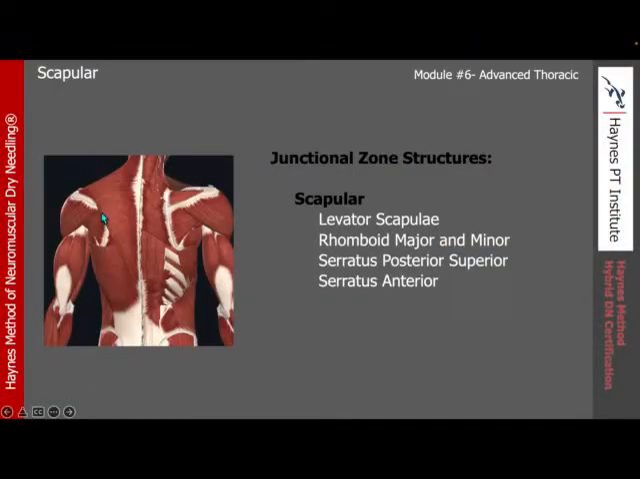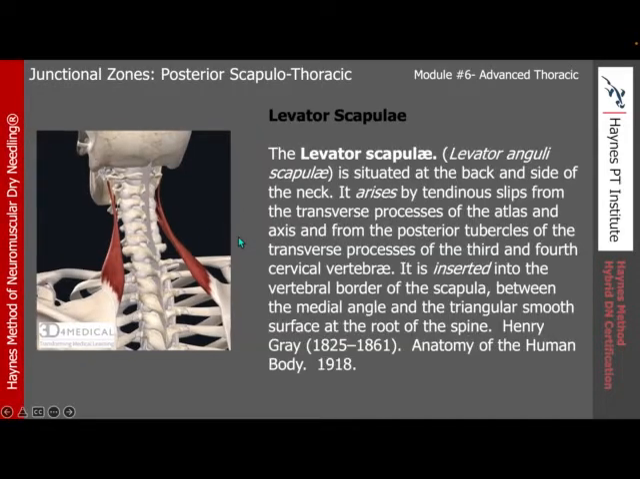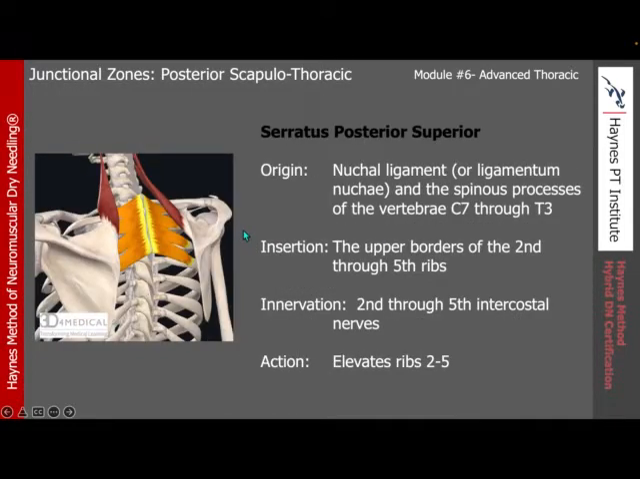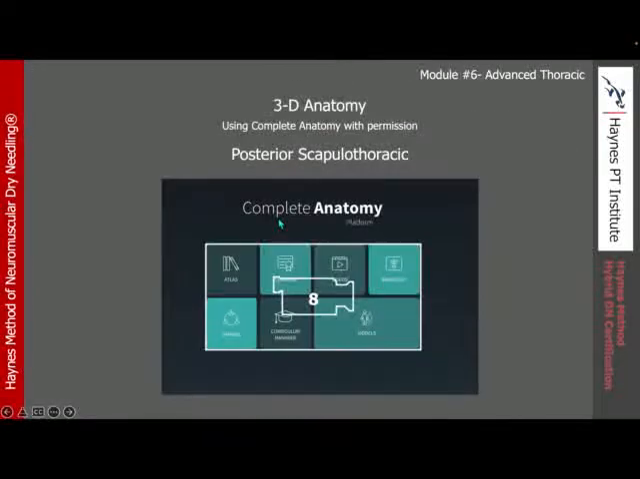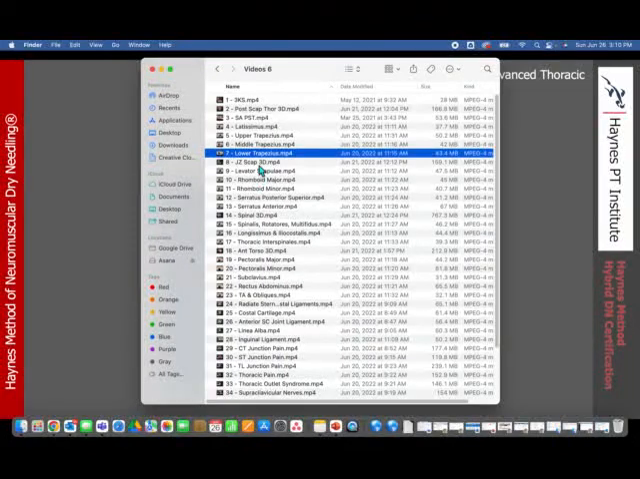Okay, so let's move on into our next piece, our scapular specific muscles here, our levator scap, rhomboid major and minor, and then serratus posterior superior, and then the serratus anterior. So let's move on down to our 3D anatomy piece. Again, here's the information. That'll be in the slides available on the student portal. I'm not going to bore you with just reading this out to you right now, but let's go ahead and look at our 3D anatomy.